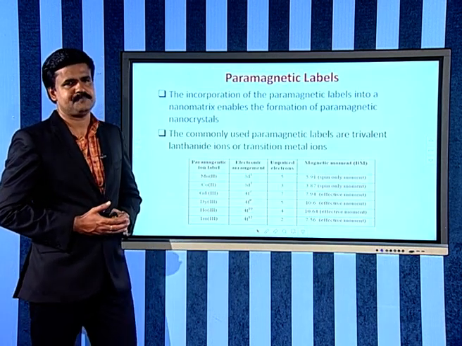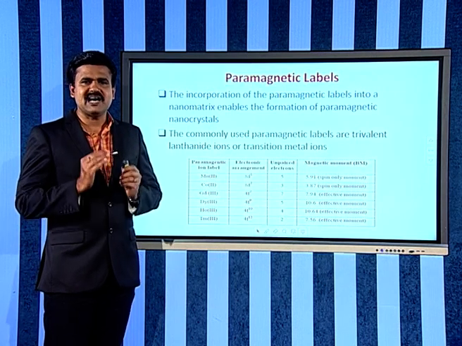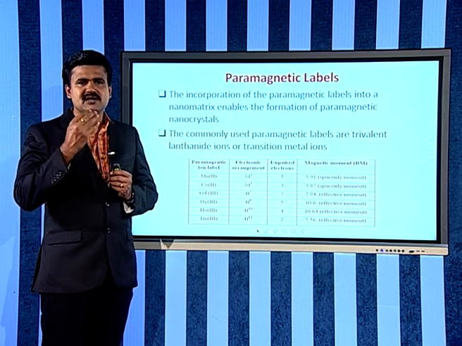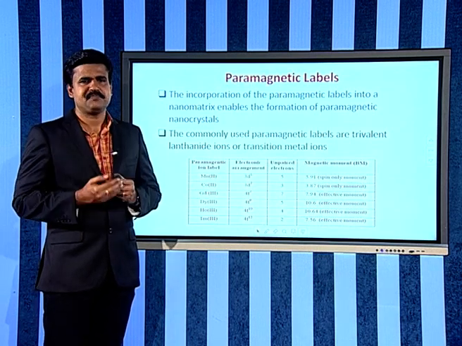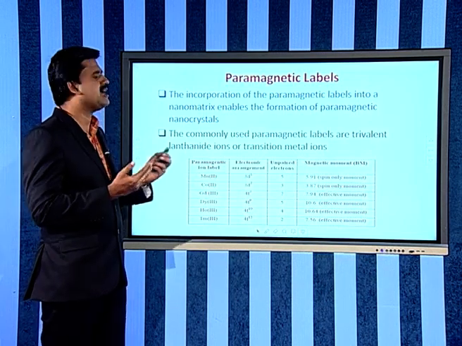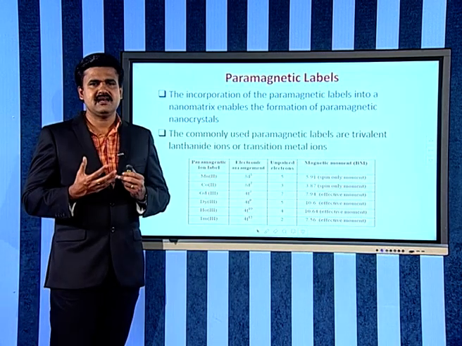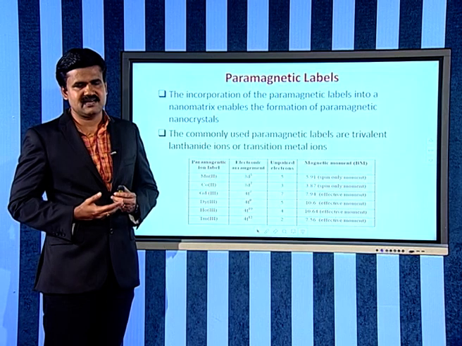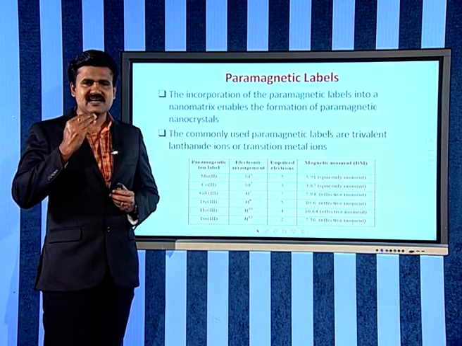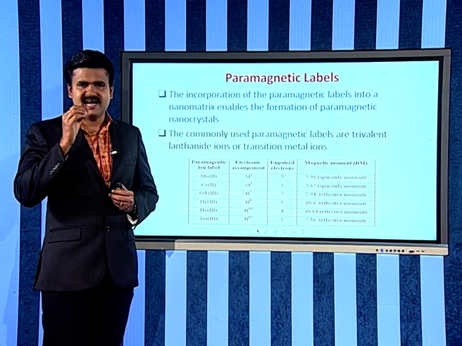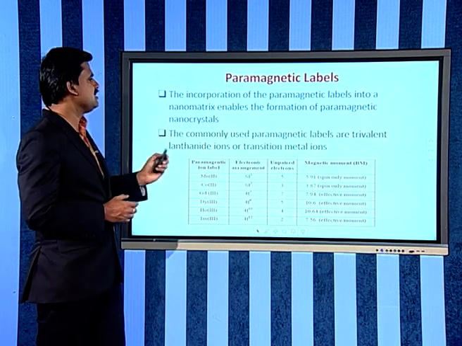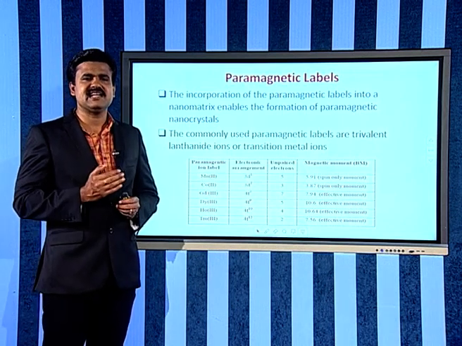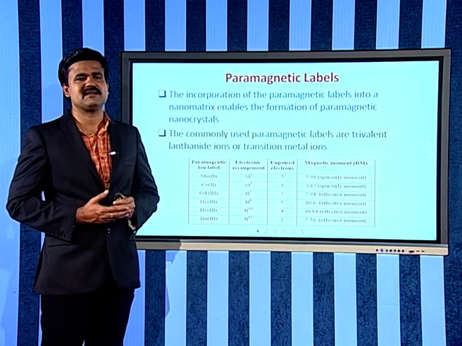Paramagnetic labels. The incorporation of paramagnetic ions or paramagnetic labels into a nanocrystalline matrix enables the formation of paramagnetic nanocrystals. That is, we can prepare a paramagnetic nanocrystal by introducing paramagnetic metal ions into a nanomatrix. The commonly used paramagnetic labels are trivalent lanthanide ions or transition metal ions.